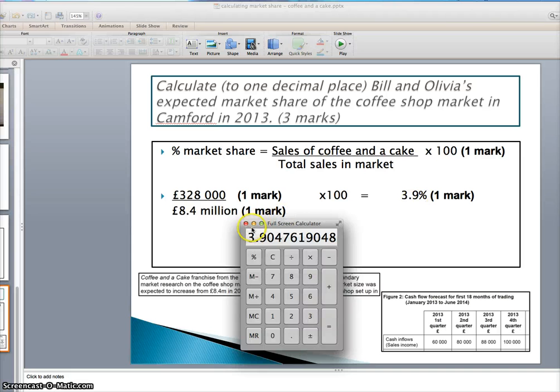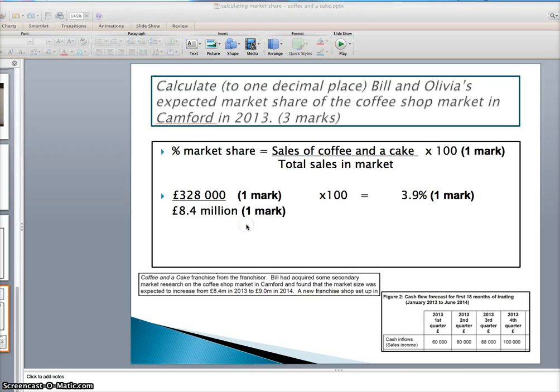Okay, now don't forget that there is an additional presentation that we've done on calculating market growth, and I think you ought to have a look at that one now. That's also for coffee and a cake, and hopefully that will see you through those two specific areas.